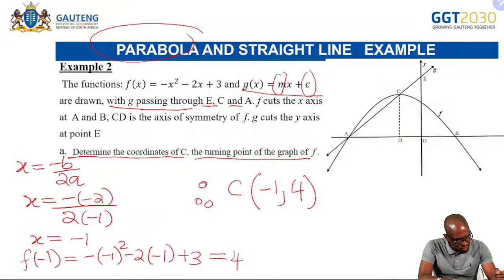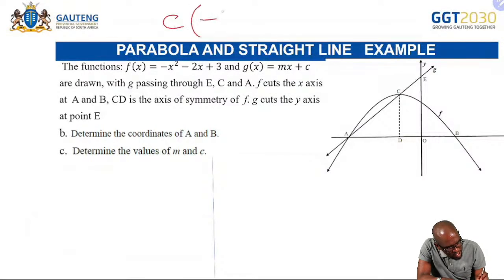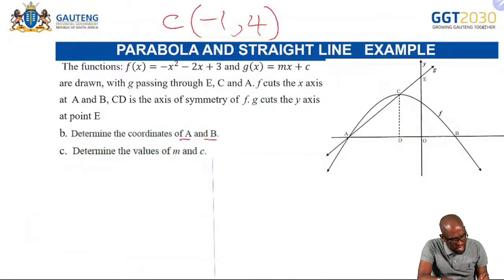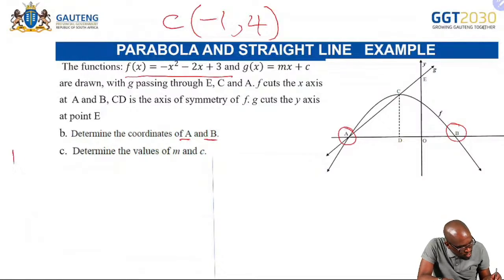Right. Let's move on. Determine the coordinates of A and B. We already know the coordinates of C, which is -1 and 4. Now we want the coordinates of A and B. If we look at A and B here, we can see that they represent the x-intercepts of the parabola f. So we're going to say that for the x-intercept, y is equal to 0.